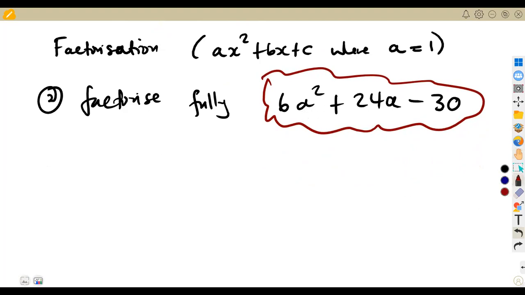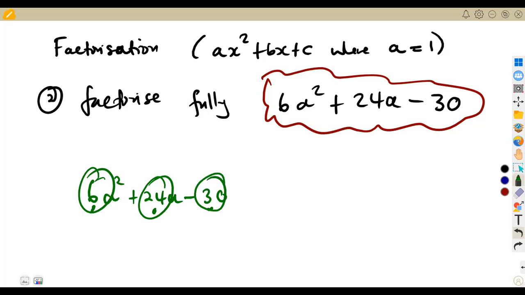Why am I saying so? If you consider this, I want you to take this expression. This is 6a squared plus 24a minus 30 like that. You can see that 6 is common throughout here. 6 is the highest common factor on these numbers. Remember the golden rule? If there is a common factor throughout, you have to factor out that highest common factor. So that means here I've got 6, I've got 6, I also have a 6 in these numbers. So I'm going to factor out the highest common factor, which is 6.